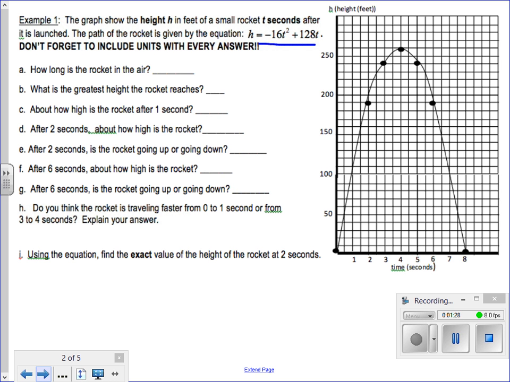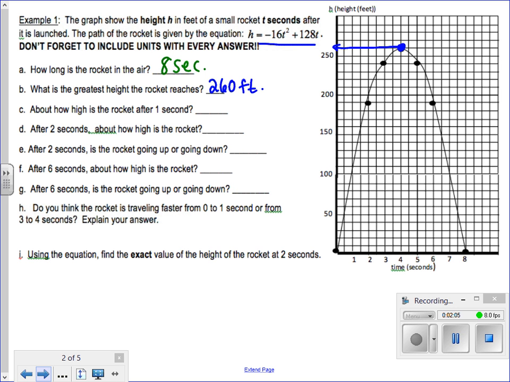So A, how long was the rocket in the air? Well, it seems that my rocket was launched over here. It travels up, it comes back down, and then it hits the ground. That amount of time looks like it was 8 seconds. So the rocket is in the air for 8 seconds. Next, what is the greatest height the rocket reached? Well, this is at the vertex. The height that goes with that, it's not 250, it's one tick above that, which looks like it's 260 feet.